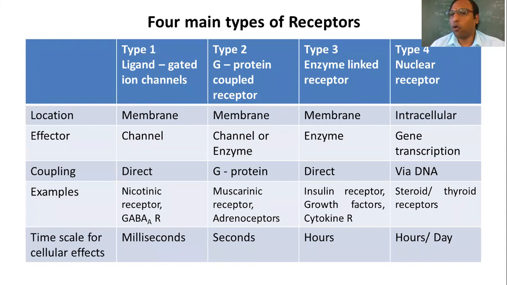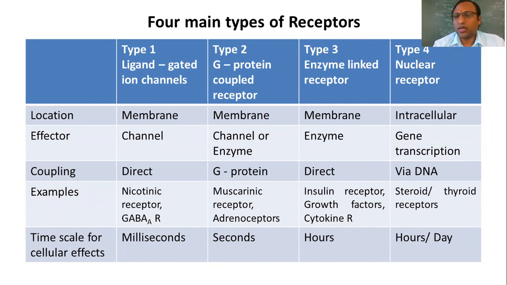If you see the four main types of receptors and how they are working, we can categorize them as type 1, type 2, type 3, type 4. Type 1 is the ligand gated ion channels, location is the membrane, effector is the channel. Coupling is by a direct mechanism, and examples are the nicotinic receptor and the GABA receptor. The time taken for the cellular effect is milliseconds. Very easily it can go inside, milliseconds.